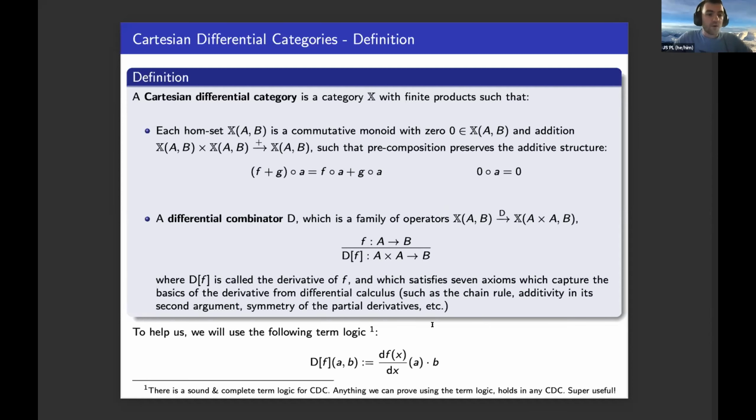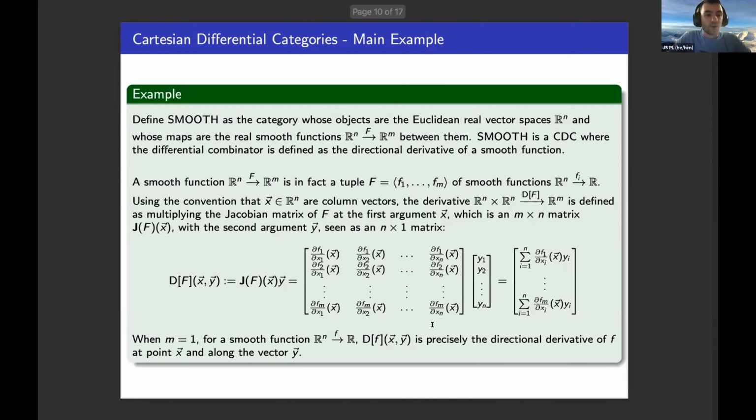As I mentioned before, the canonical example is the category smooth, whose objects are Euclidean spaces and whose maps are real smooth functions between them. The way you explicitly define the differential combinator is that for a smooth function from Rn to Rm, its derivative d of f, now of type Rn cross Rn to Rm, is defined as the Jacobian matrix of f evaluated in the first argument x, multiplied by the second argument y, seen as a column vector.